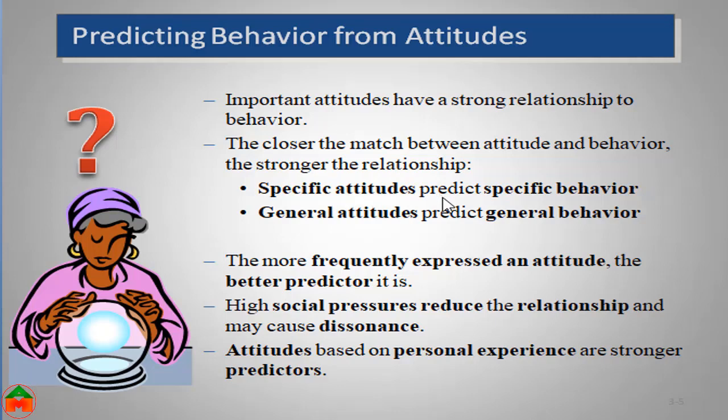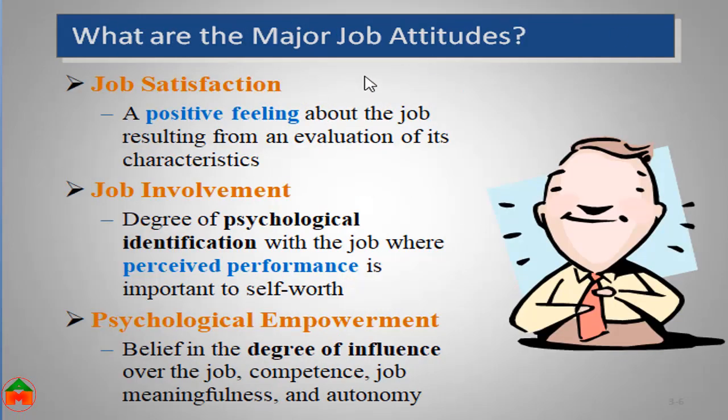Specific attitudes predict specific behavior and general attitudes predict general behavior. The more frequently expressed an attitude, the better predictor it is. And if there is high social pressure, that will reduce the relationship and may cause dissonance or inconsistency in the behavior. Attitudes based on personal experience are stronger predictors of the behavior of employees. The field of organizational behavior focuses on how attitudes will influence the workplace.